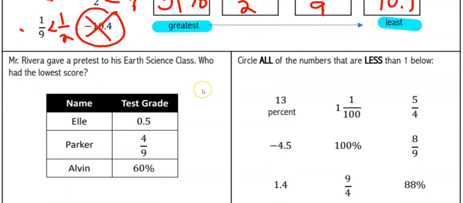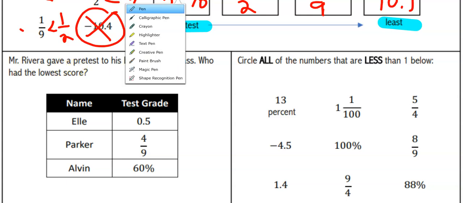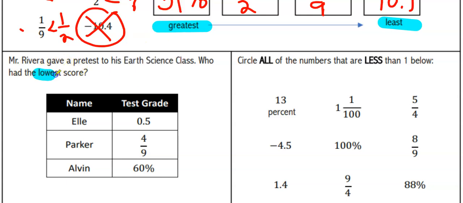Let's take a look at the table below. Mr. Rivera gave a pretest to his earth science class. Who has the lowest score? So again, let's go ahead and highlight lowest. And then we're going to take a look. We're looking for the least. So we have 5/10, we have 4/9, and we have 60%.